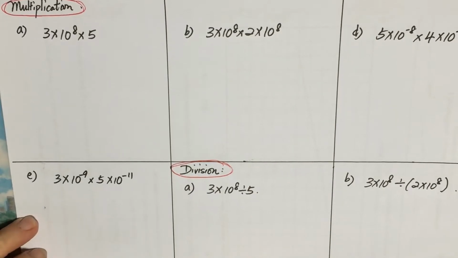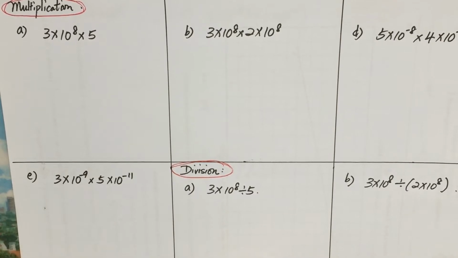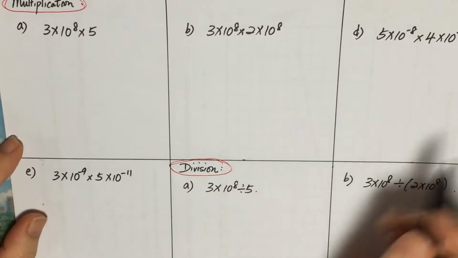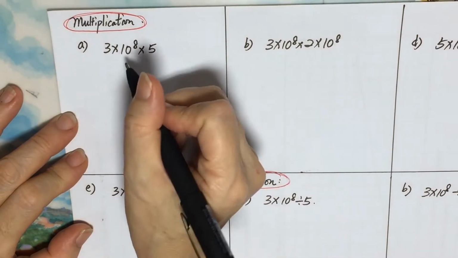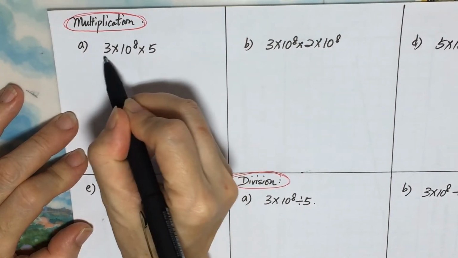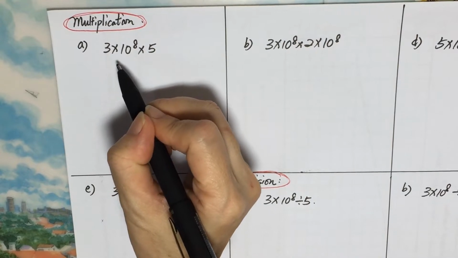The basic operations on standard form. There are 4 operations: multiplication, division, addition, and subtraction. Okay, let's look at multiplication. When I have something to do with standard form, for example 3 times 10 to the power of 8.